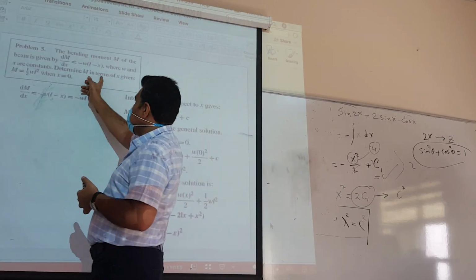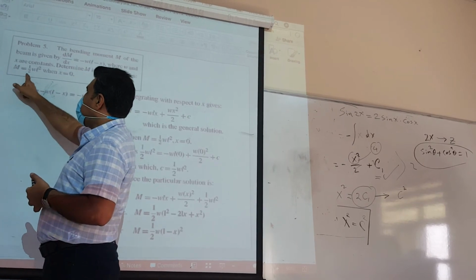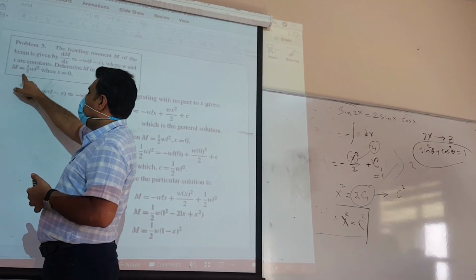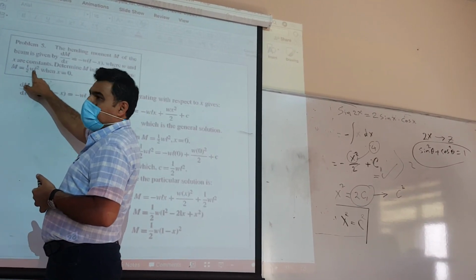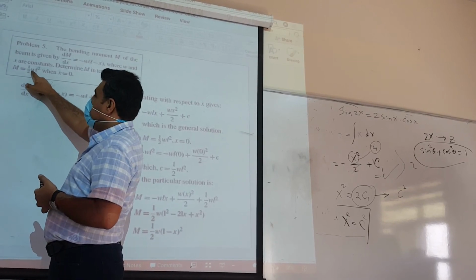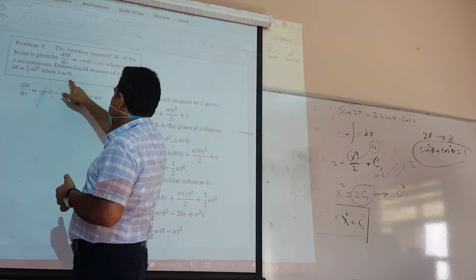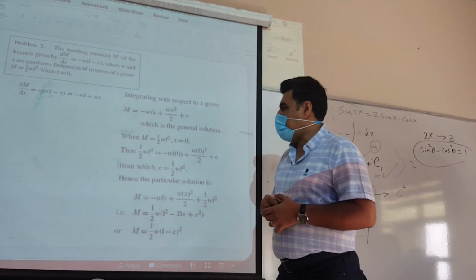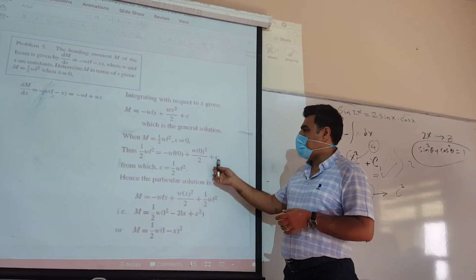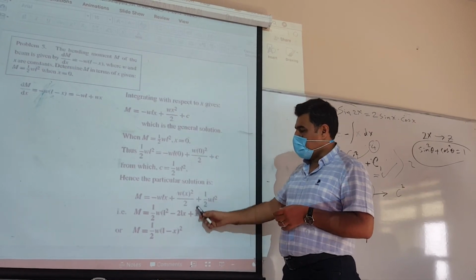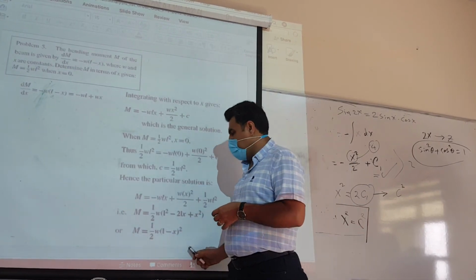But the question says that when the moment is 1/2 WL squared, so W is the weight and L is the length of the beam. So in this case, you can find the value of C, and accordingly you can find the value of the moment.